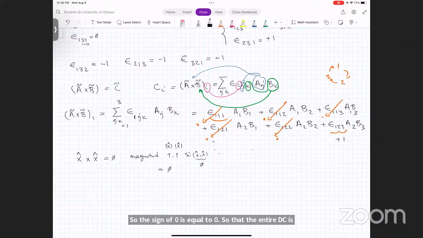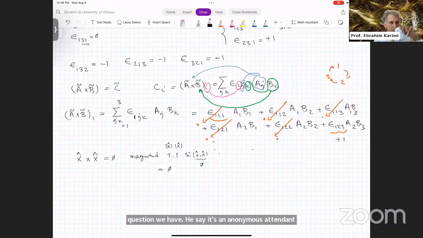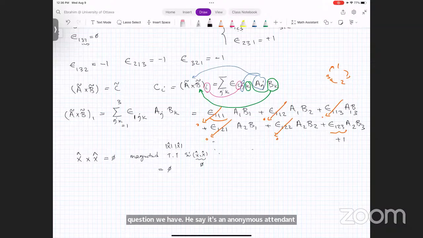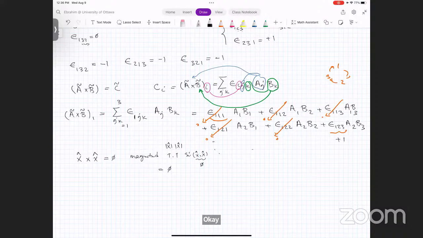Okay. Another question we have, from an anonymous attendee: how to build the epsilon ijk Levi-Civita symbol for n dimensions, just an extension to epsilon ijkl, etc.